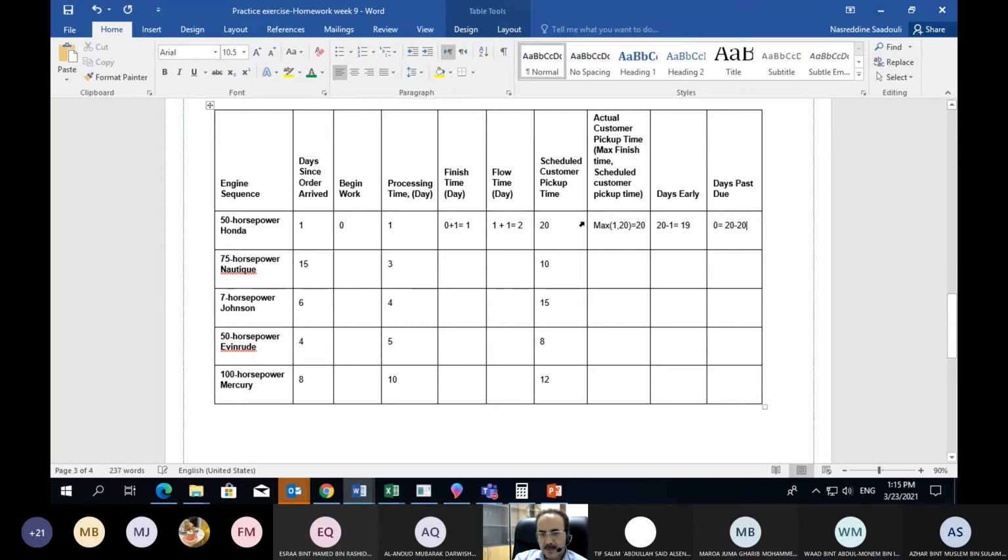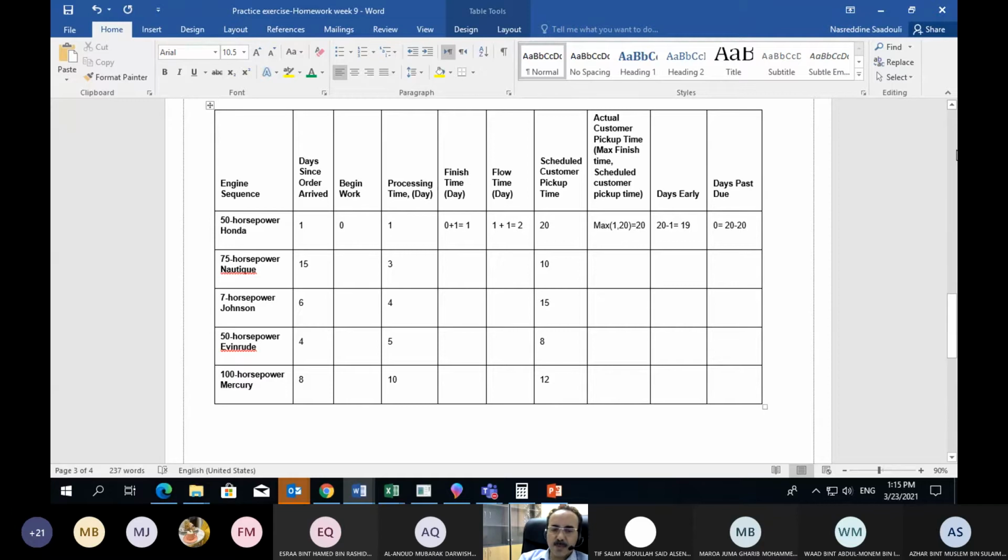This is for the first job. Is this clear? Because if you know how to do this for one job, then you know how to do it for all of them. Is every value in this table clear? Yes, doctor. Okay, great. So we're going to continue now.